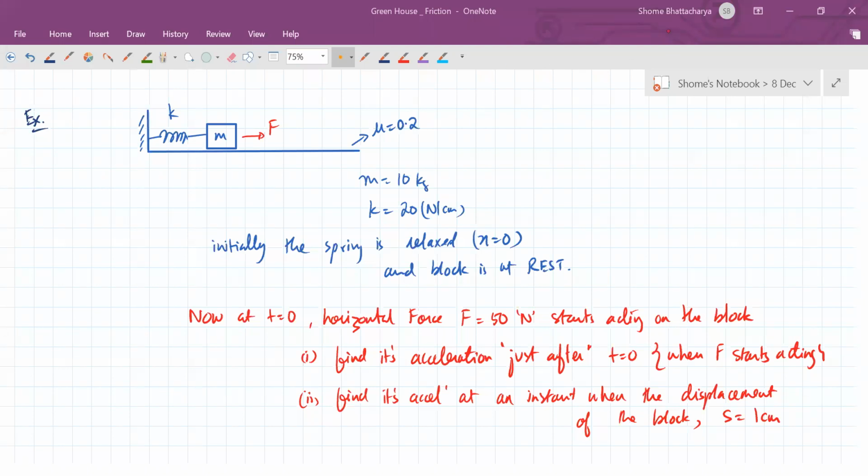So please send me the answers, people. This is simple in the sense that you don't have to resolve forces or anything. All the forces are either vertical or horizontal, so it's pretty easy.